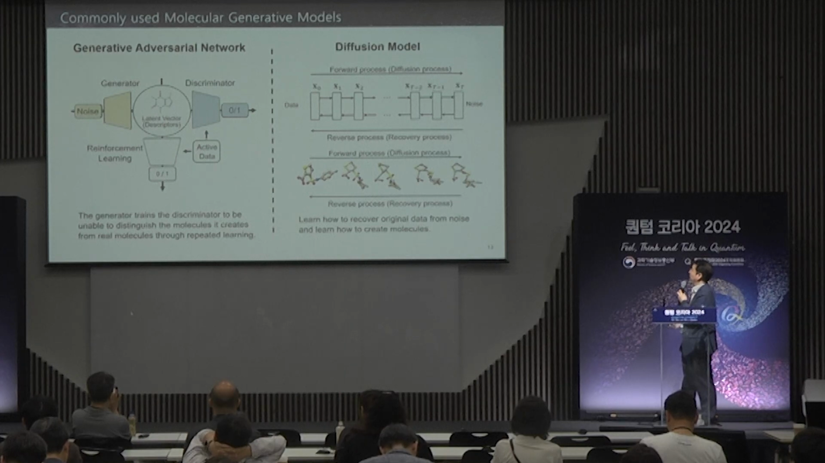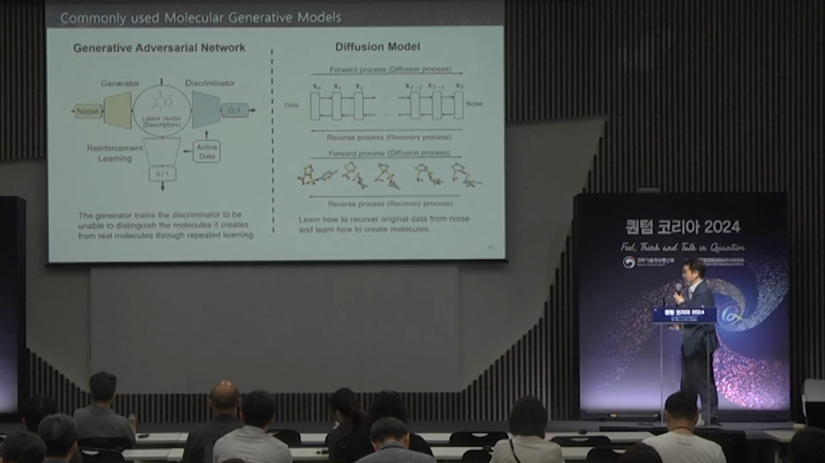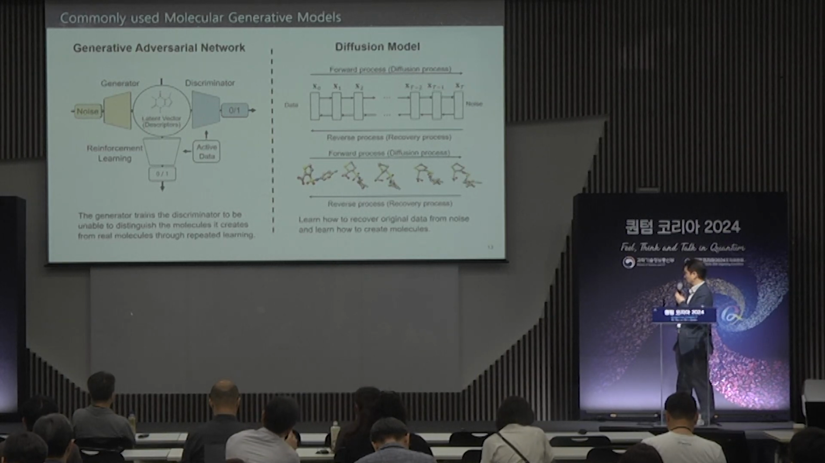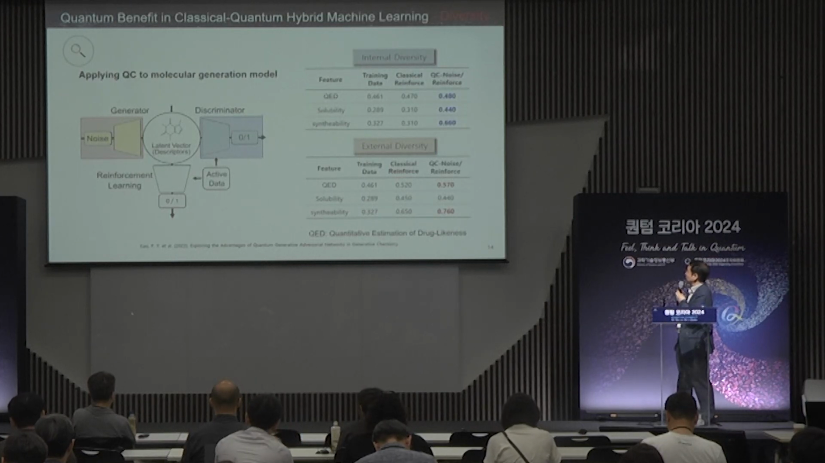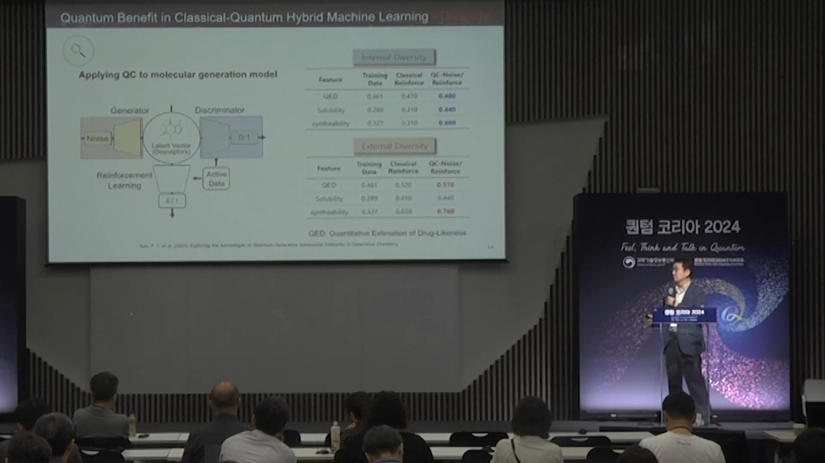These are the mainly used techniques for generative models. This is the very famous GAN plus reinforcement learning model, and this is a diffusion model. Those two models are quite popular for molecular generation. This one is also from China. They checked how the internal diversity and external diversity changed when they introduced quantum computing. Internal diversity much improved, and external diversity improved in some parts. But if better techniques are developed, maybe those values will be much better than classical computing.